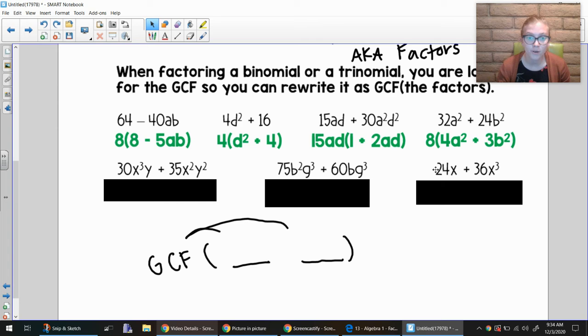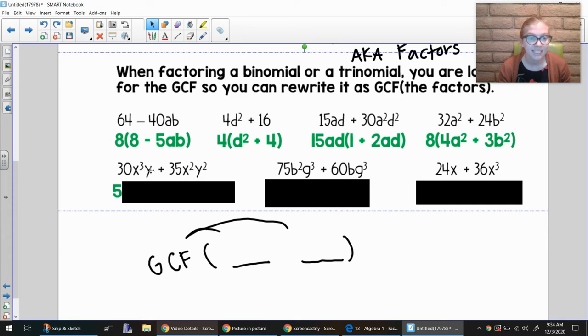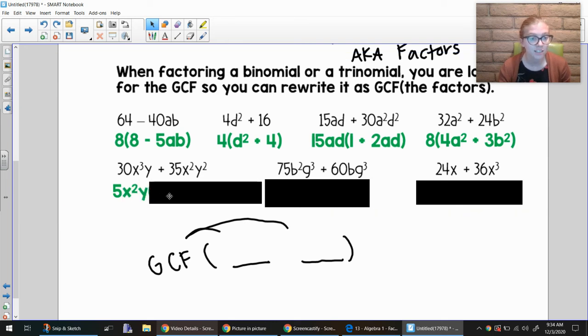Okay, we're going to look at 3 more examples. Here, between 30 and 35, my greatest common factor is 5. Now I'm going to look at my variables. Each of these terms has at least 2 x's and 1 y. So 5x squared y is my greatest common factor.